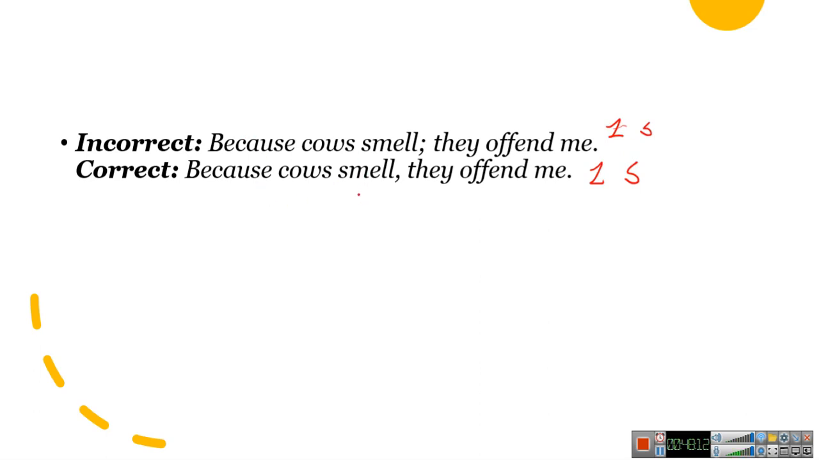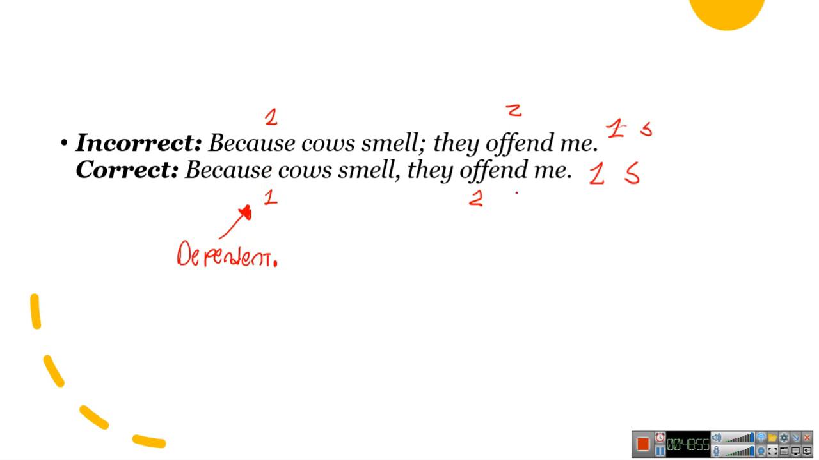However, between those, we have one clause and two clauses. What type of clause is "because cows smell"? Is it an independent clause or a dependent clause? Diana, what do you think is this type of clause? Dependent. Very well, dependent. This is not a phrase. Well, because we have "because," it's a clause, so it's a dependent clause. If it was a phrase, it would just say "cows smell."